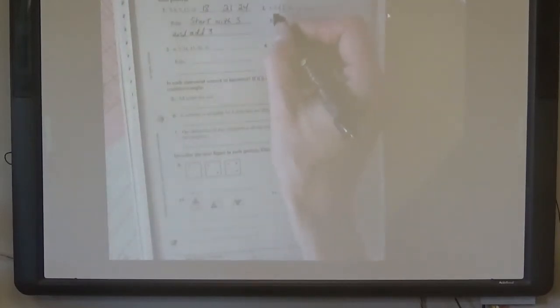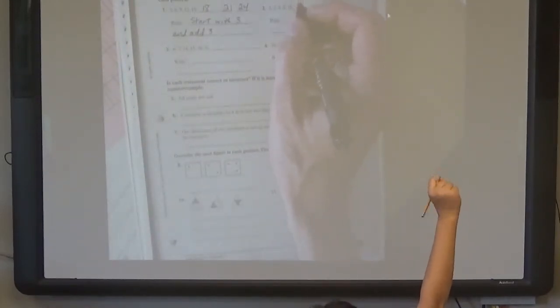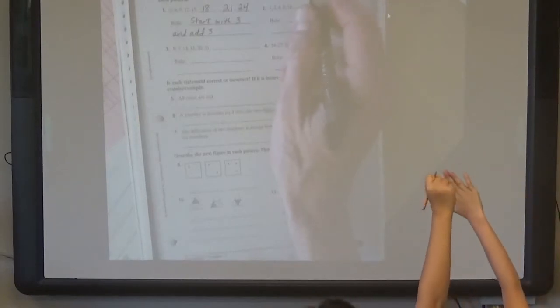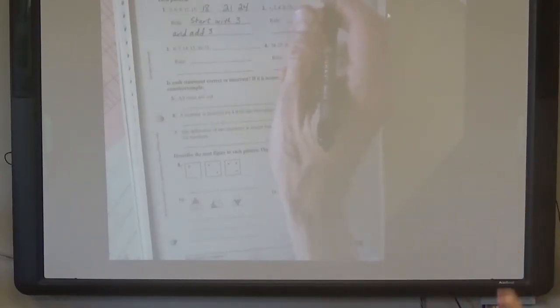How about the next one? What's the pattern? Liv. You add it, so again, like 1 plus 1 equals 2. Okay. 4 plus 4 equals 8. Yep. So double the number, or multiply the number times 2.